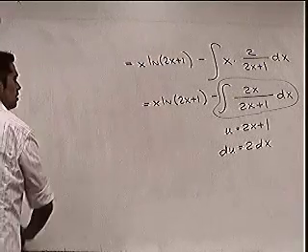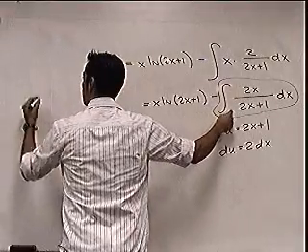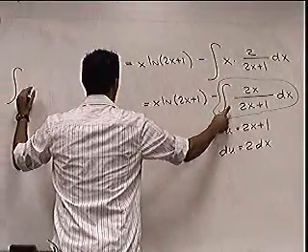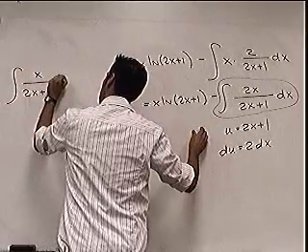Does anyone have a question about where I am on this? Real good? Let me take this integral real quick. I'm going to rewrite it this way: the integral of x over 2x plus 1, 2 dx.